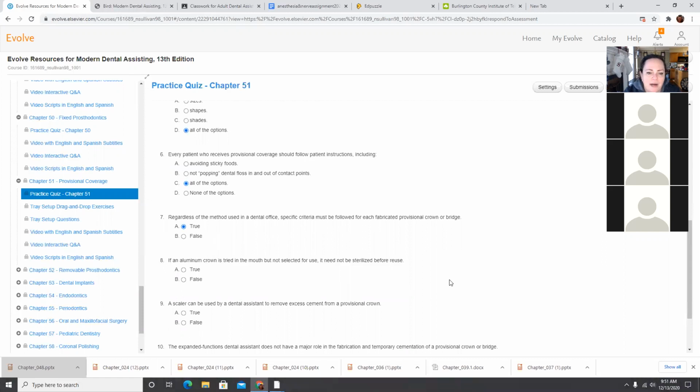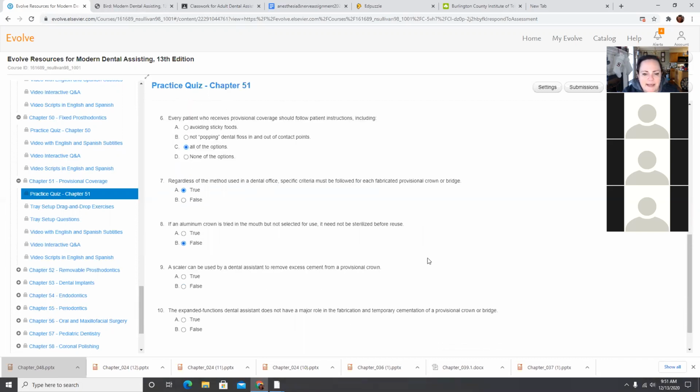If an aluminum crown is tried in the mouth but not selected for use, it need not be sterilized before reuse. False. A scaler can be used by a dental assistant to remove excess cement from a provisional crown. True. That is an expanded function, okay?